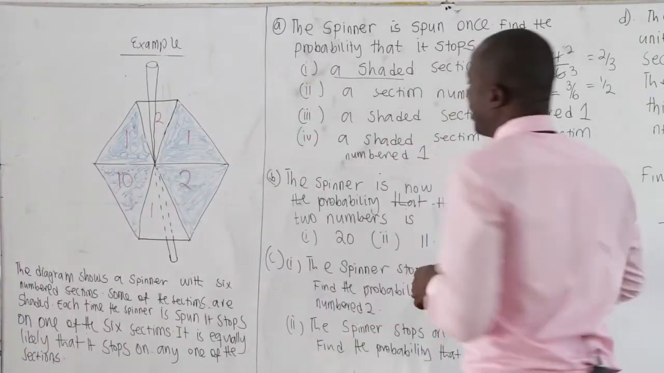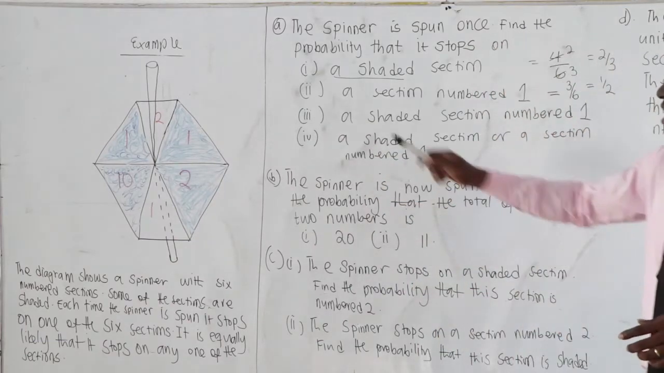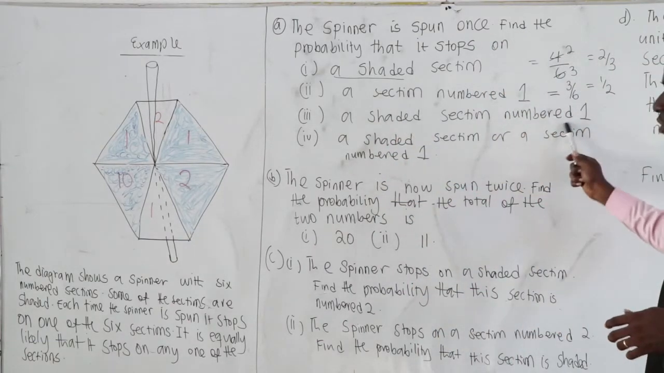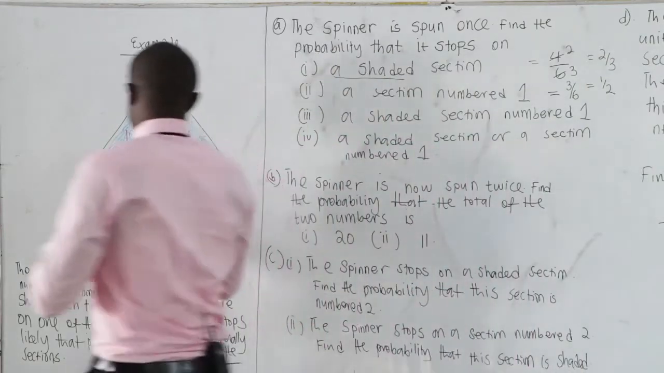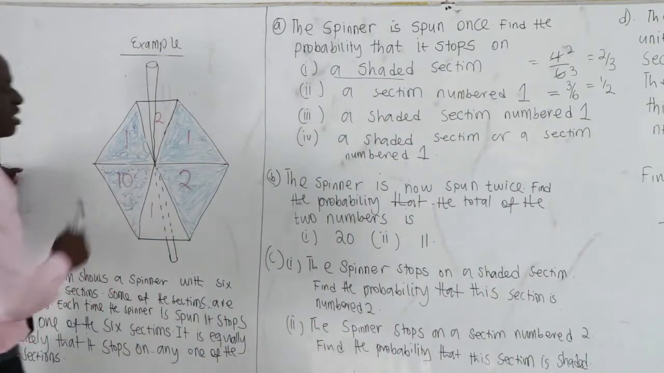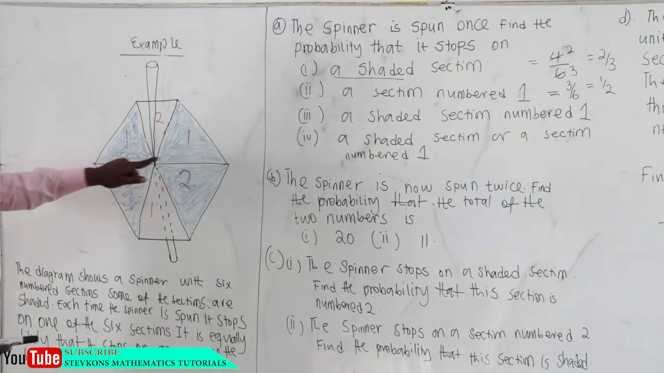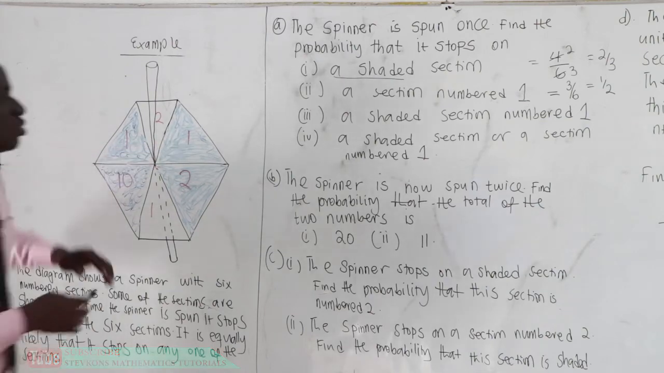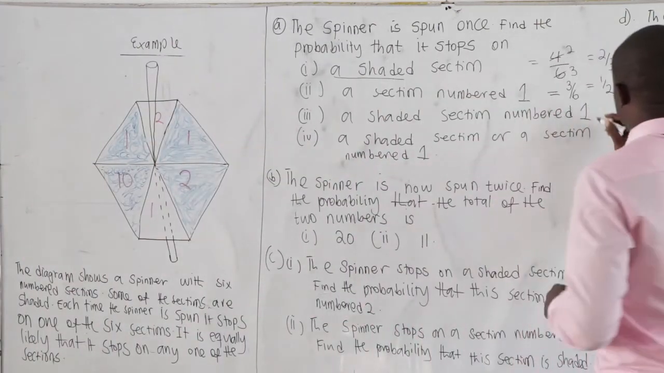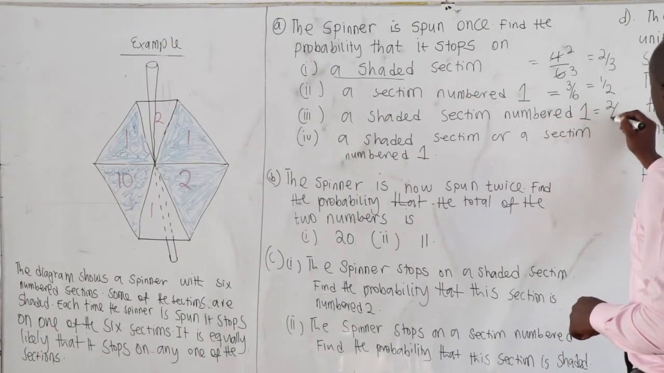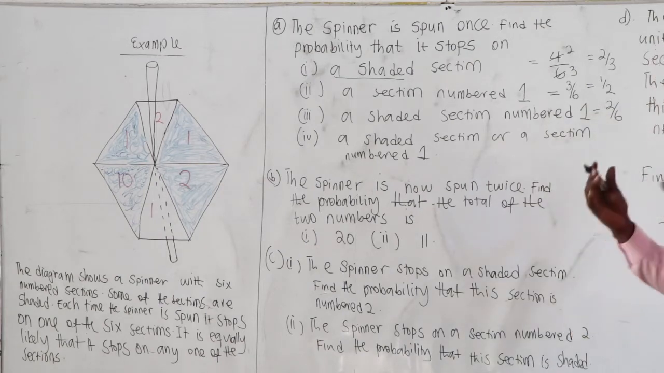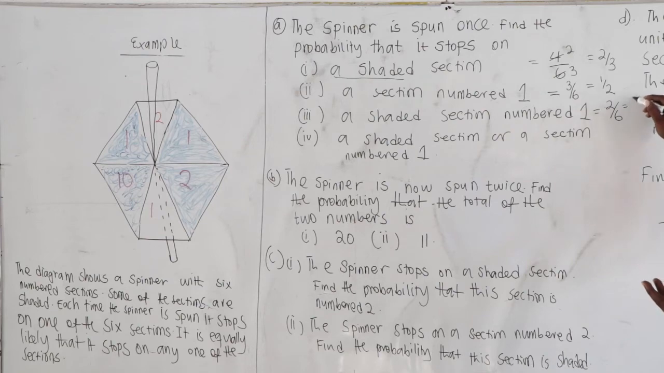Okay, let's see the third one. A shaded section numbered 1. So let's see the shaded section and then which part is numbered 1. We can see this one and that one. So 1, 2. So that is 2. This will be 2 all over 6, all over the sample space. And this is giving us 1 over 3.